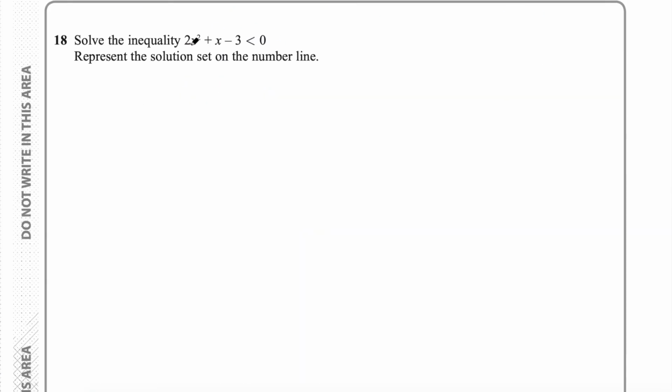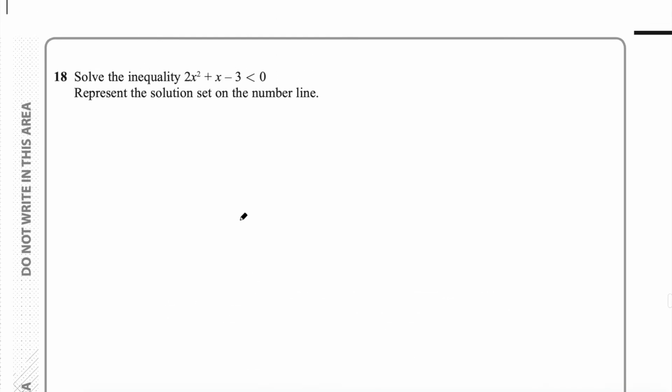Question 18 says, solve the inequality 2x squared plus x minus 3 is less than 0. Represent the solution set on the number line. And there's a number line down here.